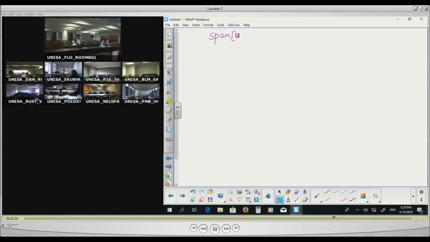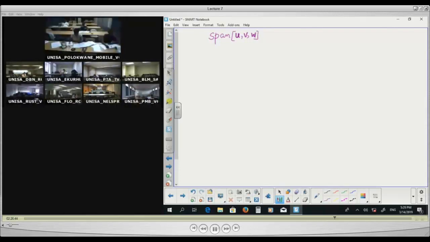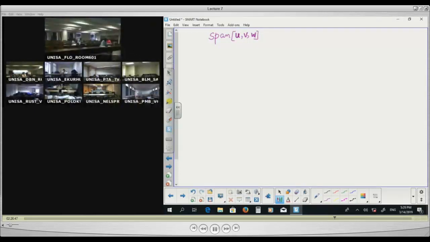Yes. So what it says is, that means you are looking into the span of U, V, W. Okay? You're looking into this span. Now if you tell me that every member of the span is in the kernel.